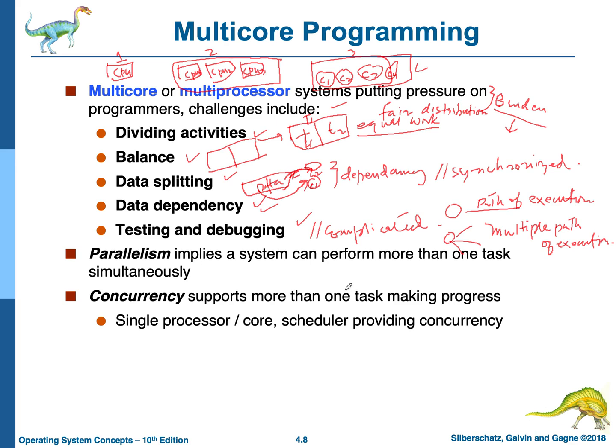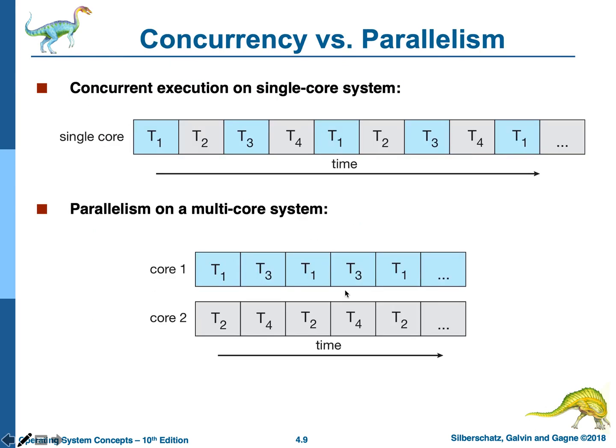As I have already told you about parallelism and concurrency, we will see one example of parallelism and concurrency here. Suppose we have a process, say a thread, operating on a single core system.